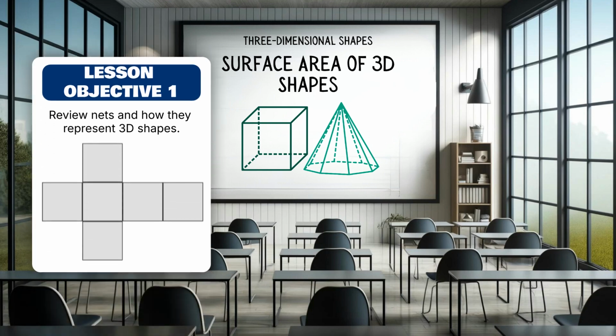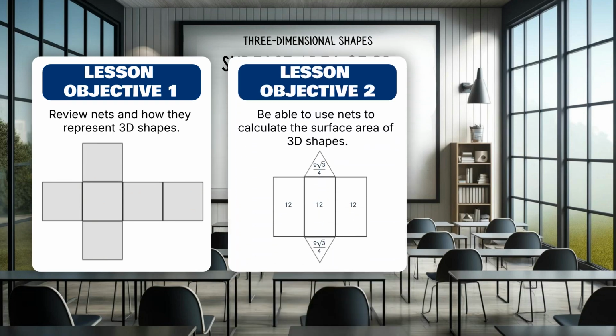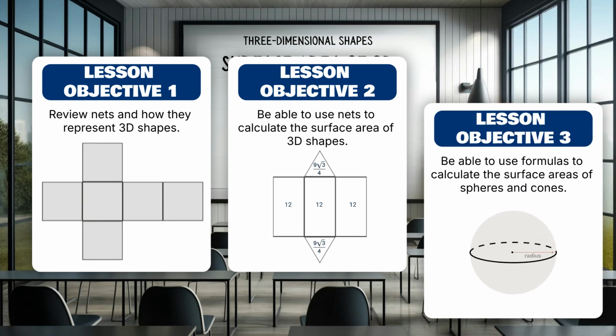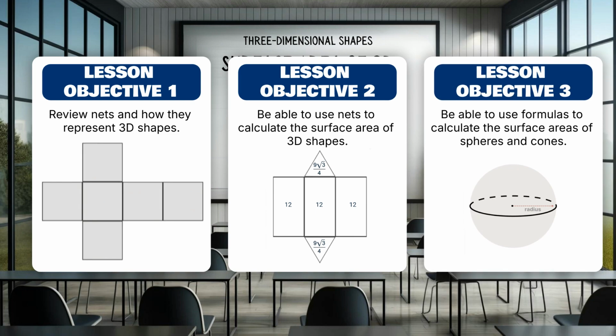We'll begin by reviewing what nets are and how they represent 3D shapes when laid out flat. We'll then move on to using these nets to calculate the surface areas of several shapes, such as pyramids and rectangular prisms. Then we'll examine shapes such as spheres and cones where instead of nets, we have to use specified formulas to find their surface areas. After this, we'll apply our knowledge to different examples, ensuring we can confidently calculate surface areas in practical scenarios.